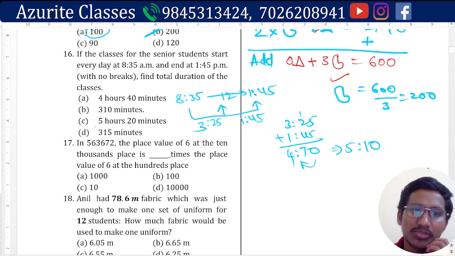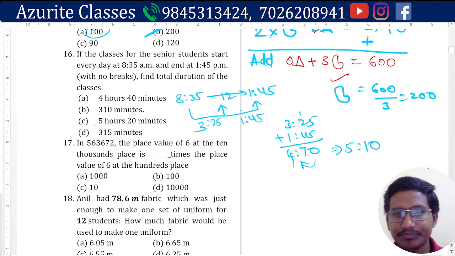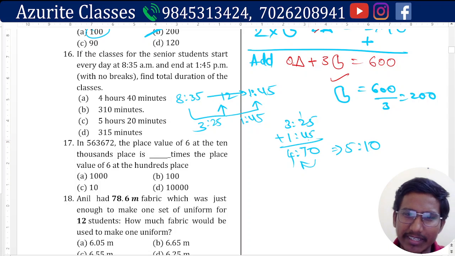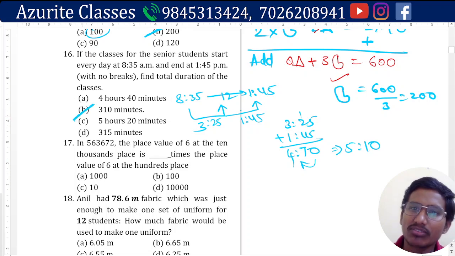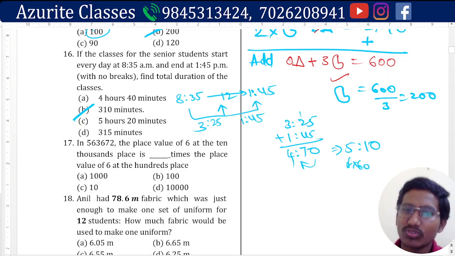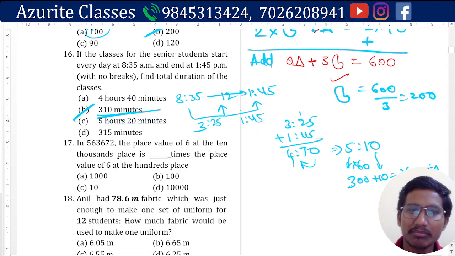5 hours 10 minutes, what is the option? It is 20, that is 10 minutes, right? So 10 minutes should be the answer. 5 hours 10 minutes, so that is not there, means what we will do, so that is given in minutes also. 5 hours means 5 6s are 30, so 300, 300 plus 10 minutes, 310 minutes. That is the answer, option B. Don't mark C, you will get wrong otherwise. Okay, so 310 answer, that is option B.